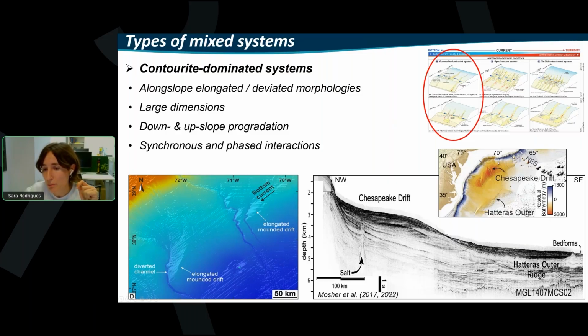Here you have a thickness map of the same system, this exact one, and you can see where there is a main depositional area and the channels that cut through it.